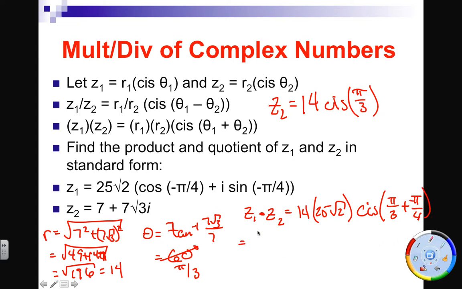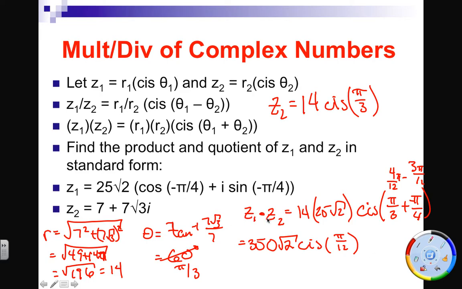So I look here and I go 14 times 25 is 350, square root of 2, times the CIS. This is actually 4 pi over 12 minus 3 pi over 12, so we get a result of pi over 12.